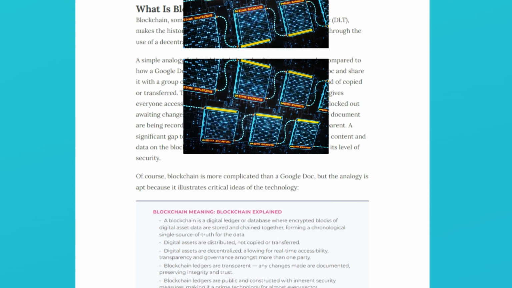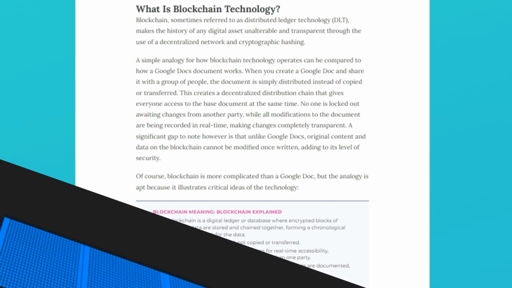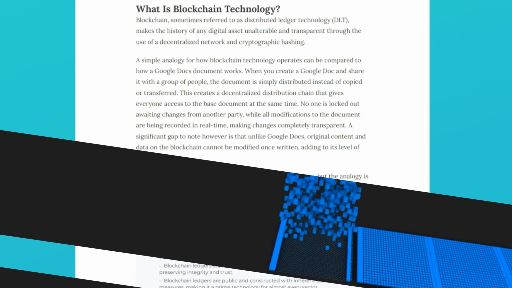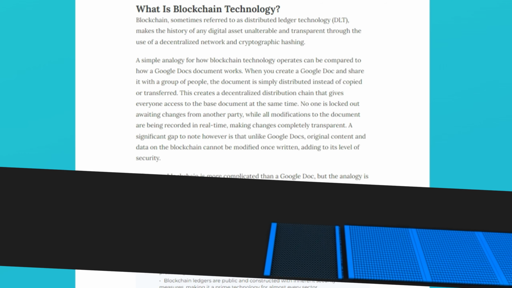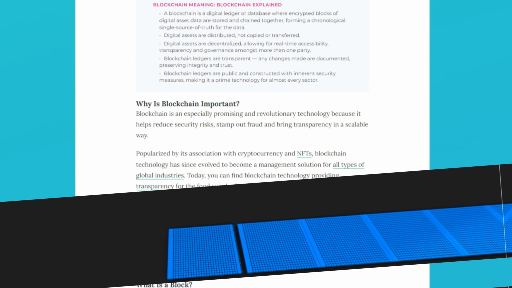A significant gap to note, however, is that unlike Google Docs, original content and data on the blockchain cannot be modified once written, adding to its level of security. Of course, blockchain is more complicated than a Google Doc, but the analogy is apt because it illustrates critical ideas of the technology. Blockchain meaning, blockchain explained.